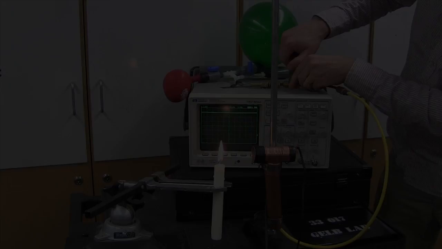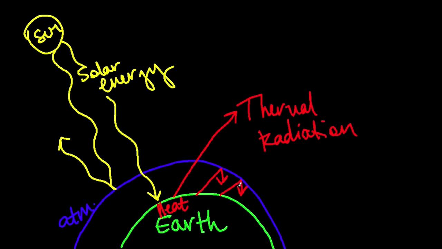What this experiment shows is that carbon dioxide is a greenhouse gas and contributes to keeping the surface of the Earth warm by absorbing thermal radiation. Therefore, if we introduce larger quantities of carbon dioxide into the atmosphere, we expect the atmosphere to warm and cause global climate change.